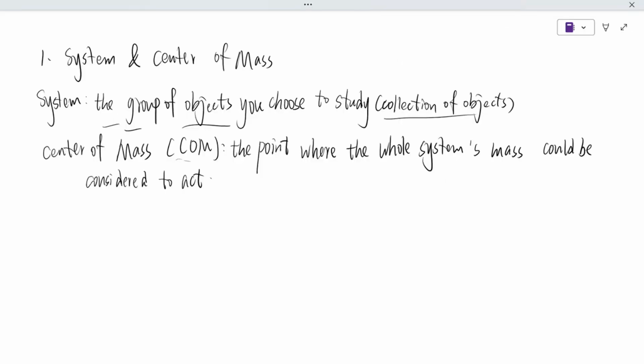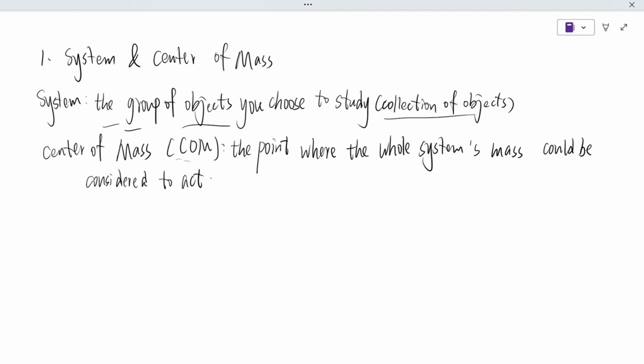Alright, the first topic, system and the center of mass. First, what is a system? A system is a group of objects you choose to study, or in an easier way, the collection of objects. It can be a single object or several objects. Usually, the system will be clarified in the question, so you don't need to really worry about it in this unit, but we'll talk about it later.